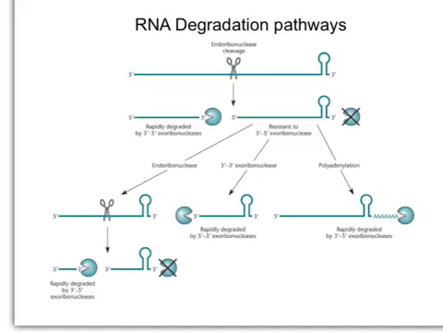So the half-life of a messenger RNA molecule is controlled first by its length, but also by secondary structure, which protects it from degradation by the most common exoribonucleases, which is the 3' to 5'.